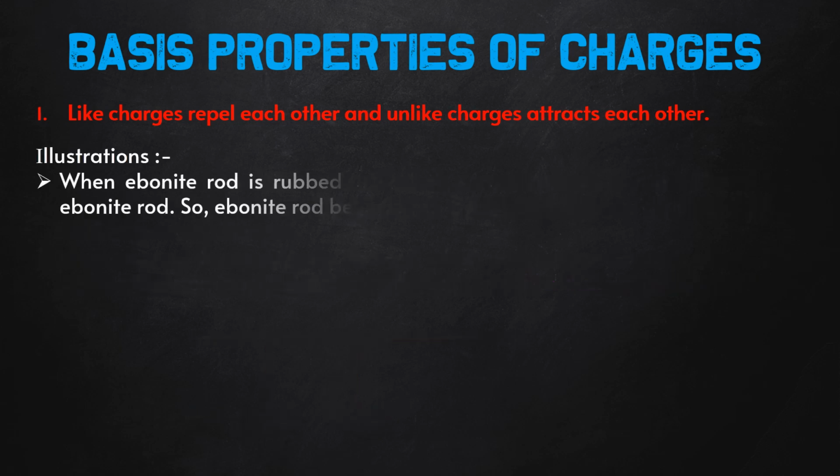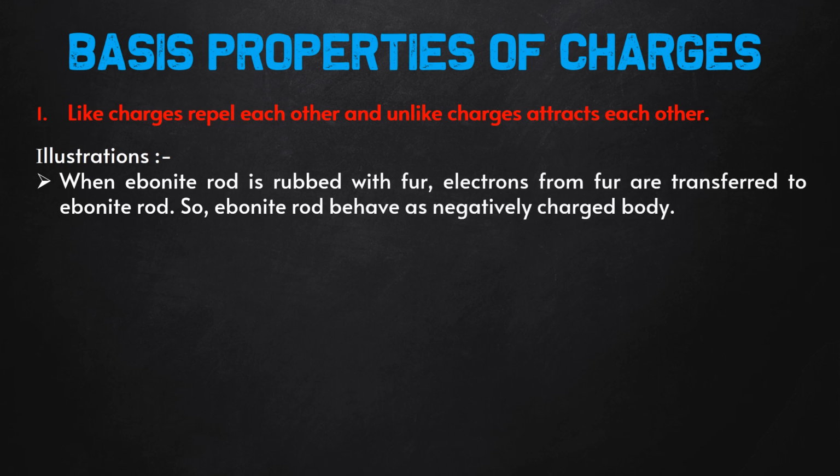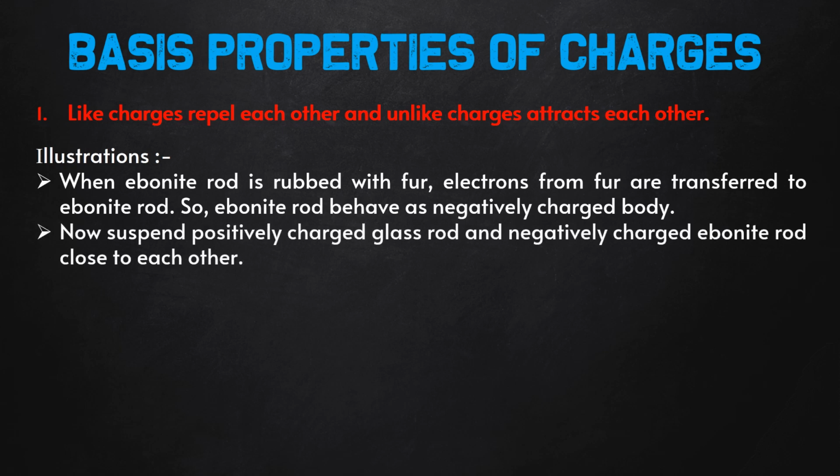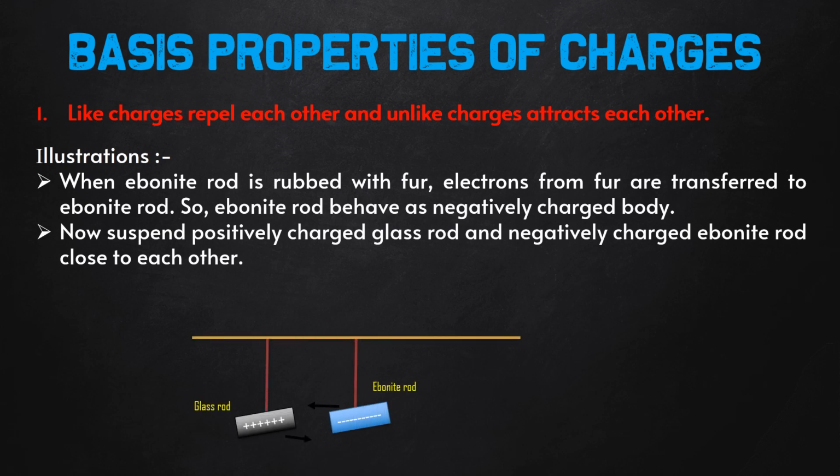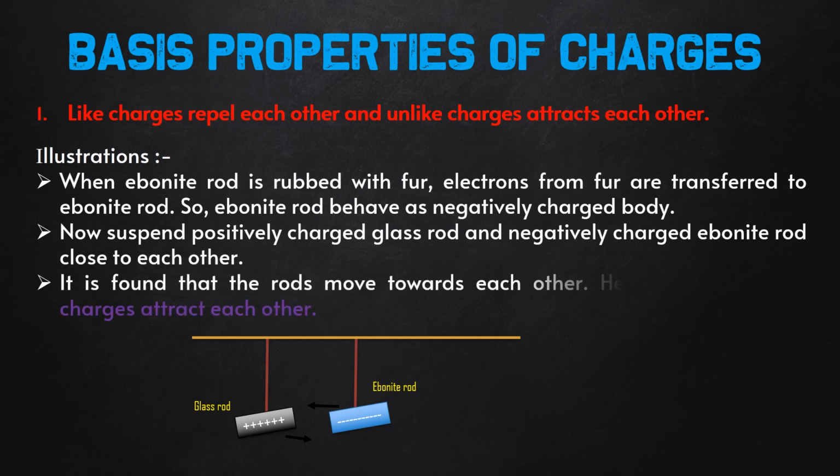When an ebonite rod is rubbed with a fur cloth, electrons from the fur cloth are transferred to the ebonite rod. So the ebonite rod becomes negatively charged and the fur cloth becomes positively charged. Now, you suspend the charged ebonite rod near this charged glass rod. It is observed that the two rods move close to each other, which implies that unlike charges attract each other.